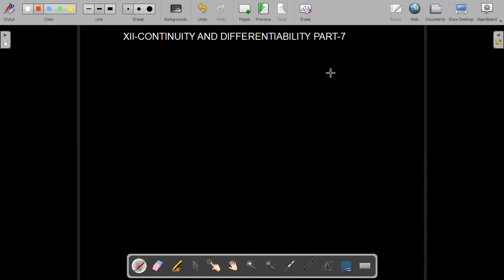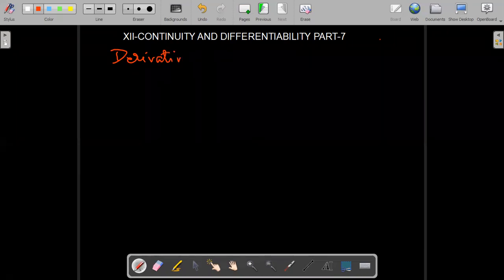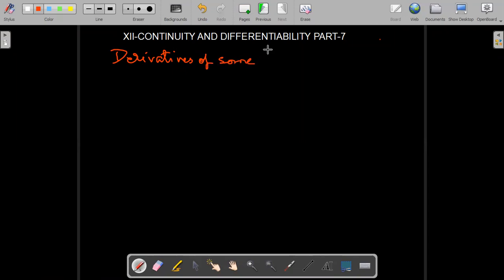Once again I will tell you about the derivatives of some standard functions. These formulas you can remember, these derivatives of some standard functions. Again, this part I am repeating.